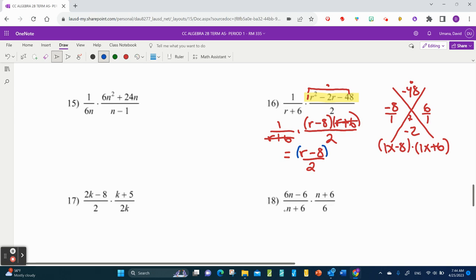If I look at this particular piece for number 15, what I have to do here is find the common terms, and I'm going to realize that 6n squared plus 24n, I can divide out a 6n. Now, when I do that, I will end up with a 6n and then an n plus 4. And then I'll use that to my advantage whenever I rewrite the problem.